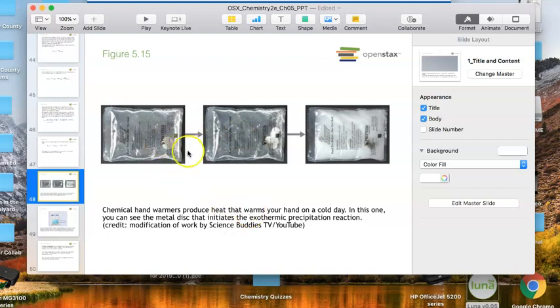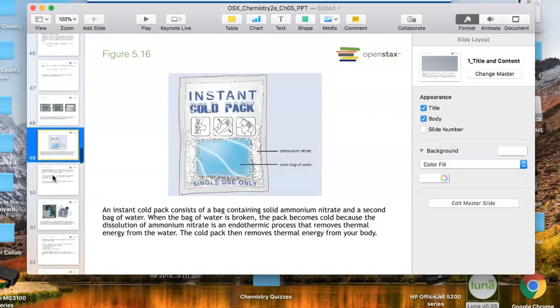And here, this would just be an exothermic reaction, and you would end up having heat evolved, which would warm up your hands. On the opposite end of that, you have a cold pack, and you probably used cold packs before as well. If you have an injury, for example, you can quickly get some relief by purchasing a cold pack.